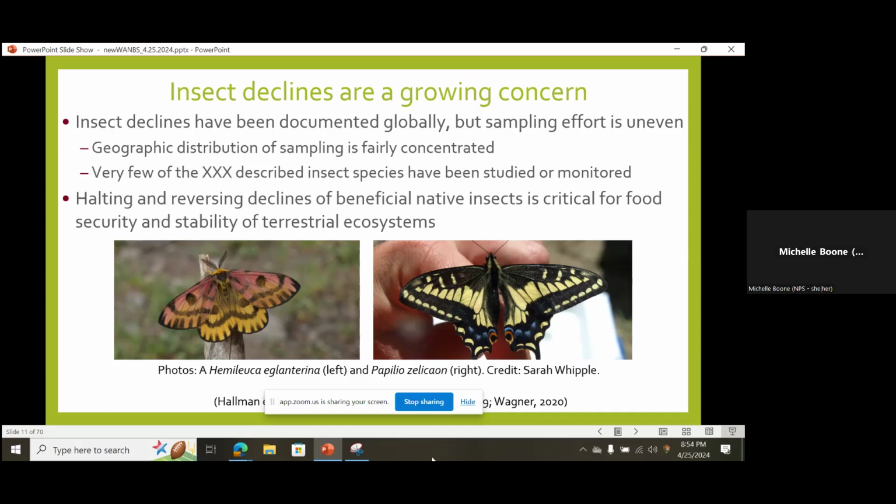And learning why these declines are happening and then finding ways to halt and reverse declines of beneficial insects is really important for our food supply, as well as the stability of terrestrial ecosystems.